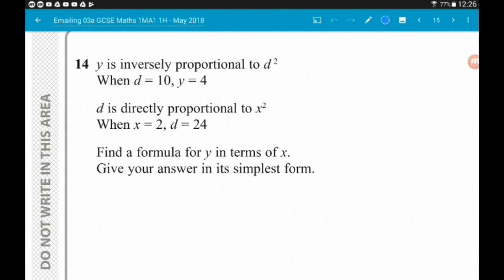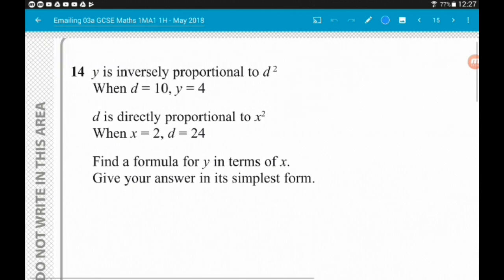So y is inversely proportional to d squared. When d is 10, y is 4. d is directly proportional to x squared. When x is 2, d is 24. We want to find a formula for y in terms of x, giving our answer in its simplest form. So that means we want y equals something to do with x. So we're going to deal with each proportion separately first of all.